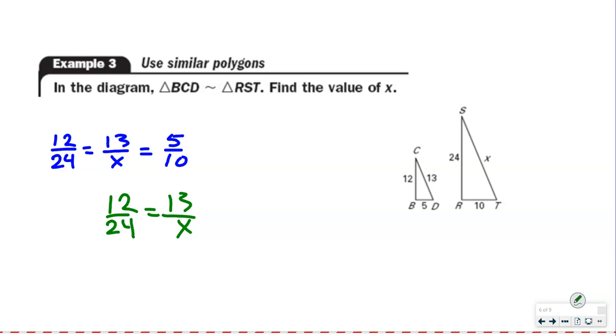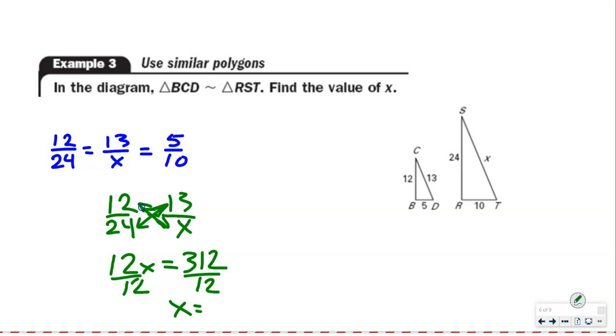So if I take these two, 12 and x, and 24 times 13, that'll actually give me 312. Then divide by 12. And I should come out that x equals 26.